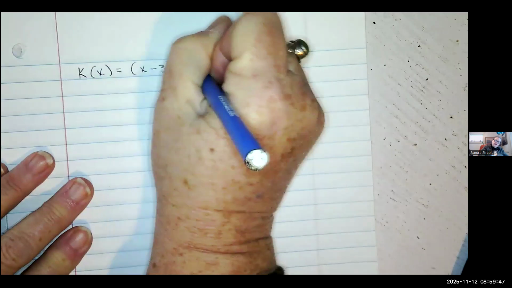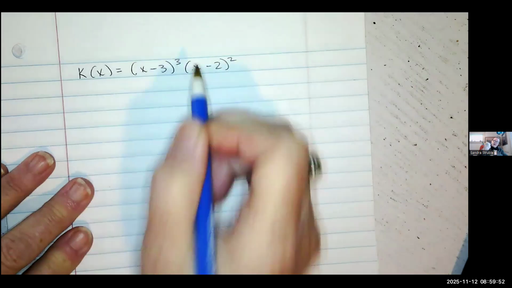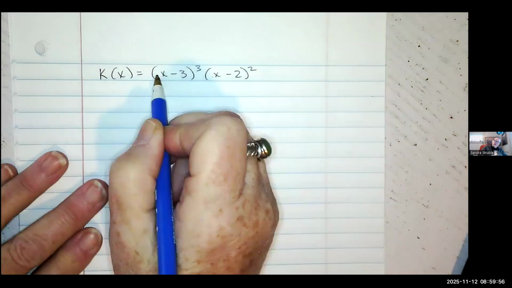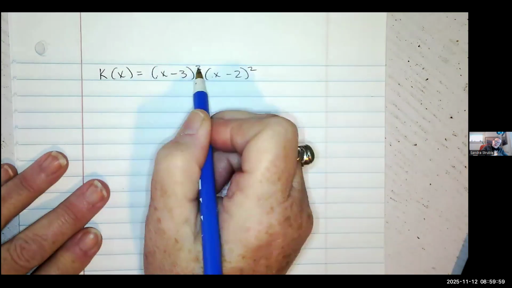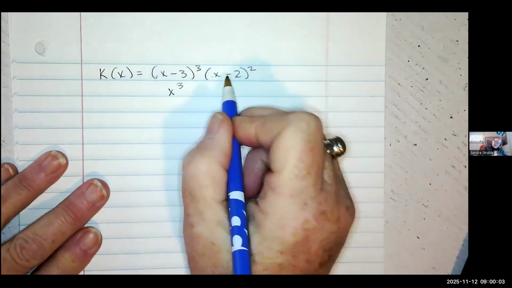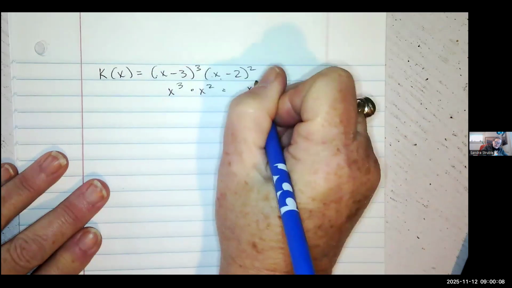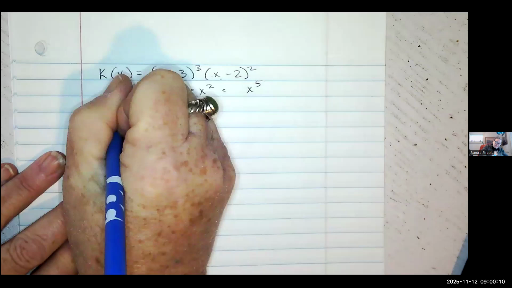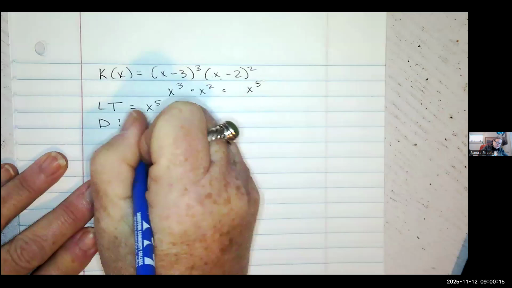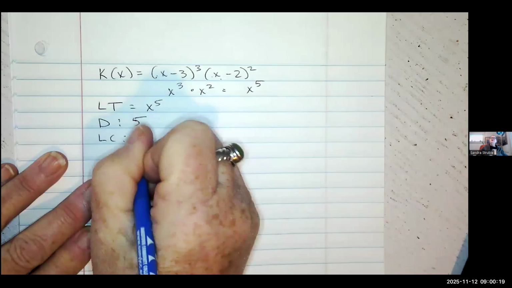If there was a coefficient on these x's, that is part of our leading term. So that would need to be calculated with this. If there was a 4 here, you would take 4x and cube it. But there's not, there's just x cubed and x squared. So that means our leading term is x to the 5th. Our degree is 5. Our leading coefficient is 1, because there's a coefficient of 1. If there's no coefficient, it's not 0, because then you wouldn't have x to the 5th. It's just 1.